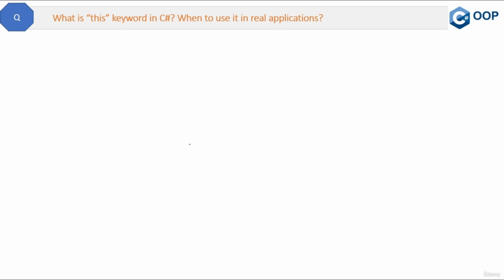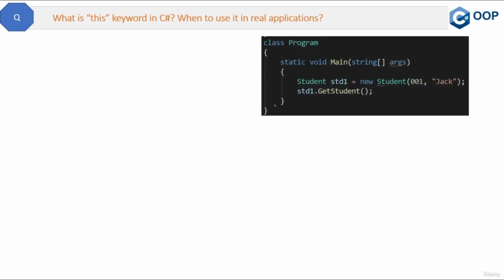What is the this keyword in C Sharp, and when to use it in real applications? Let's see the code first. Suppose you have a main method, and inside this you are creating the object of the Student class. Then via this parameterized constructor, you are passing the student ID and name, and then calling its method getStudent.